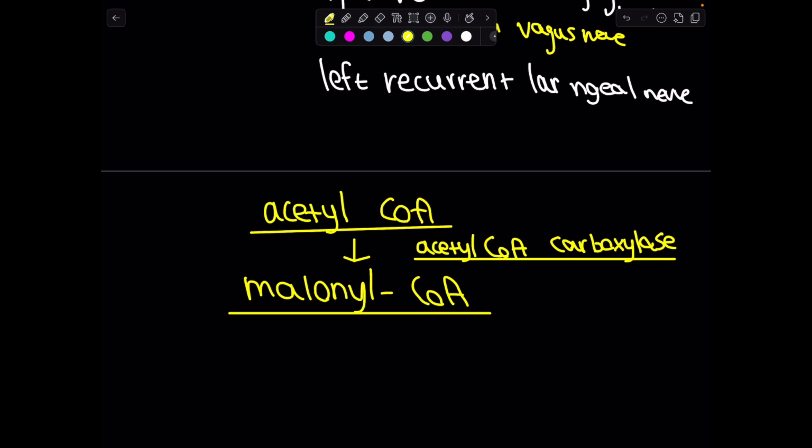So we basically add 2 carbons each time. Why do we even do this in the first place? I don't even know what the point is. Sorry, I'm swearing, guys. It's just really annoying.